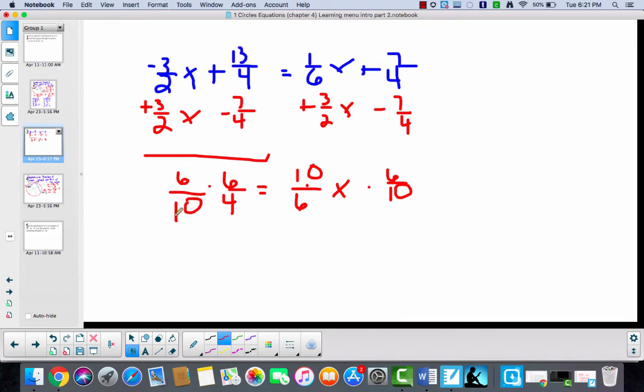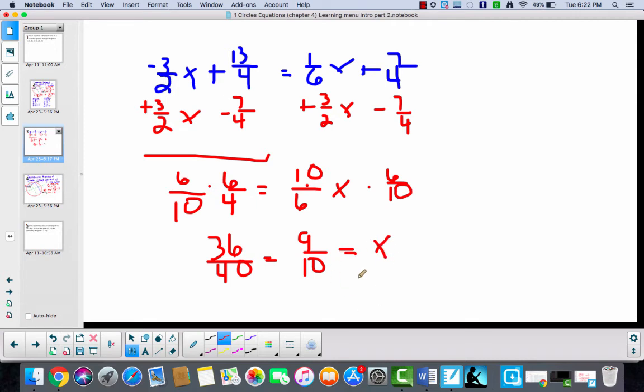Now I could do some simplification because 2 will go into both 10 and 6, and 2 will go into both 6 and 4. Or I could just do the multiplication, which would give me 36 over 40. But that's going to simplify to 9/10. And that is what x is equal to.